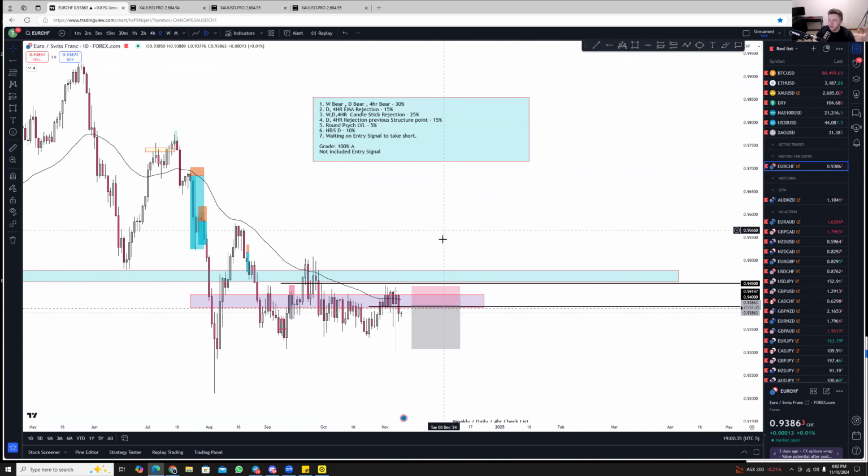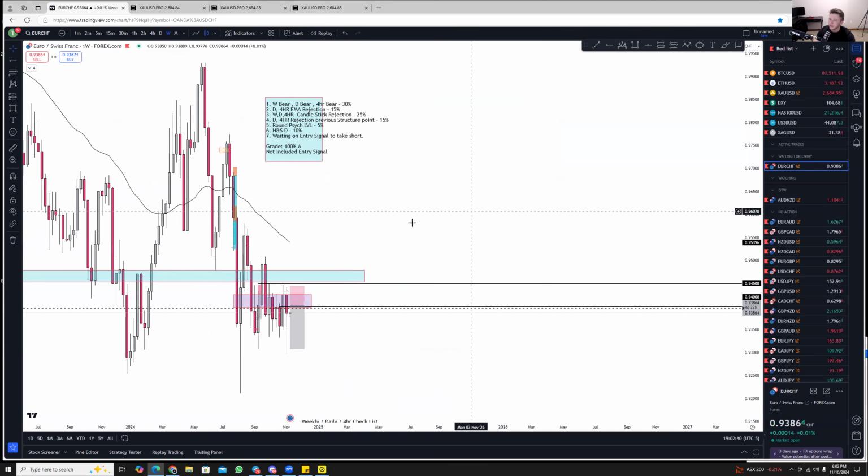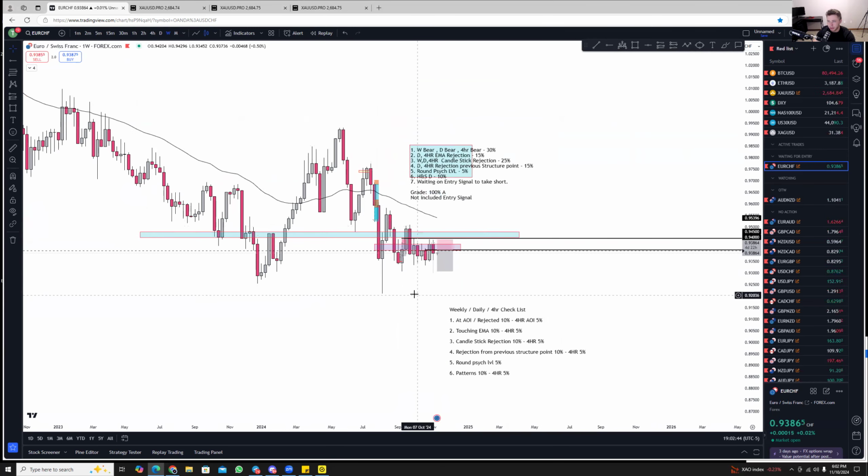So this is Euro CHF, and I'll just run it down really quick for you. As you can tell, I already went over it. So weekly is bearish: higher high, higher low, shift in structure, higher low, lower low, higher high, higher low, higher high, higher low, lower low. My bad. So we're waiting. We're gonna take this to the downside again.